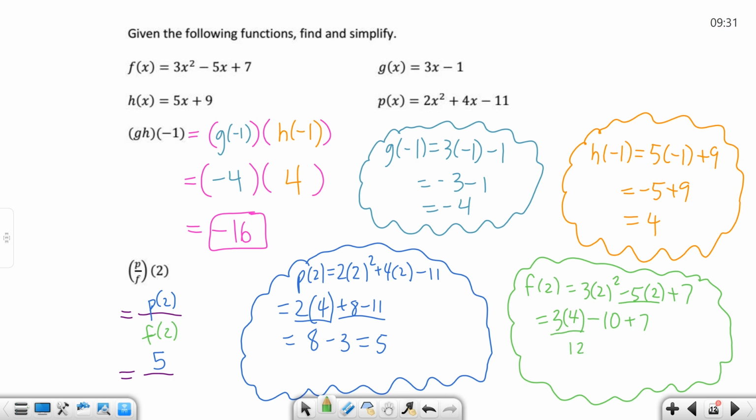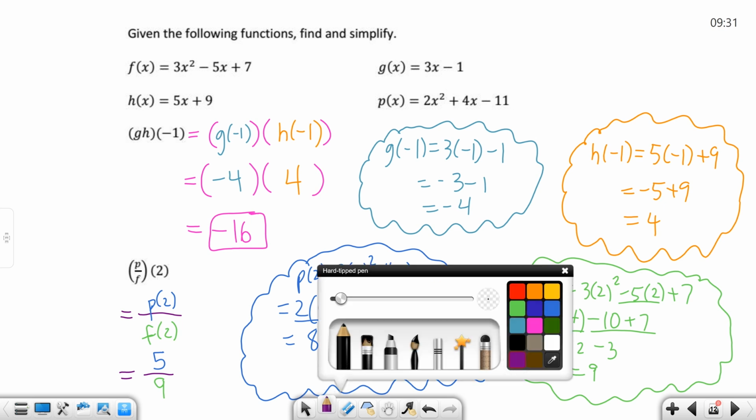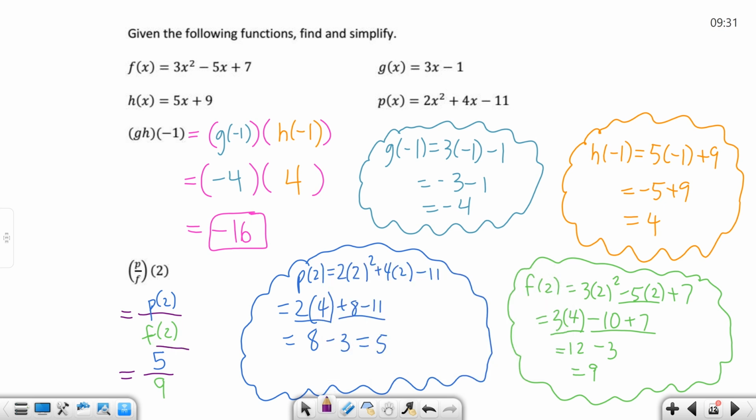So 3 times 4 is 12. And then if I put those together, that's minus 3 again. That's going to be what? 12 minus 3 is 9. So then this here is 9. And I say, okay, can I simplify 5 over 9? The answer is no, I cannot simplify 5 over 9. There's nothing that can happen to that. So my final answer here is 5/9, or 5 over 9. Okay? Can't do anything else with that.